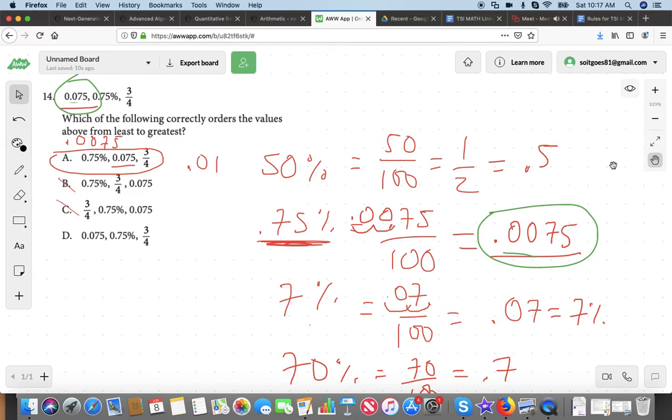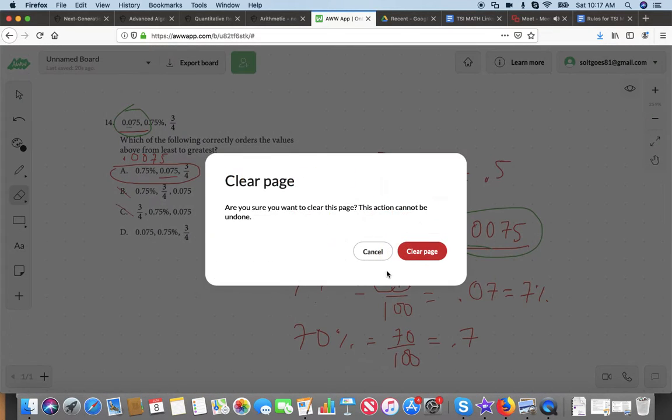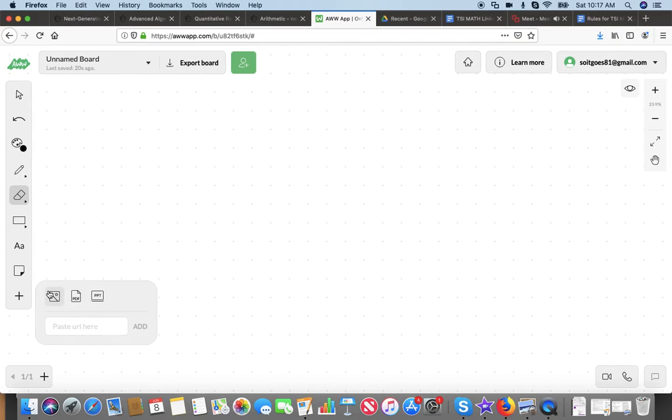But at the very least, you can eliminate B and C pretty easily, recognizing that 3/4 is the biggest. And then you got a 50-50 shot. I'm very cool with that on a tough question like this. I would really not expect most kids to get this. But you got to have a really good handle on percents there. We're not done with percents either. We're going to come back to this.